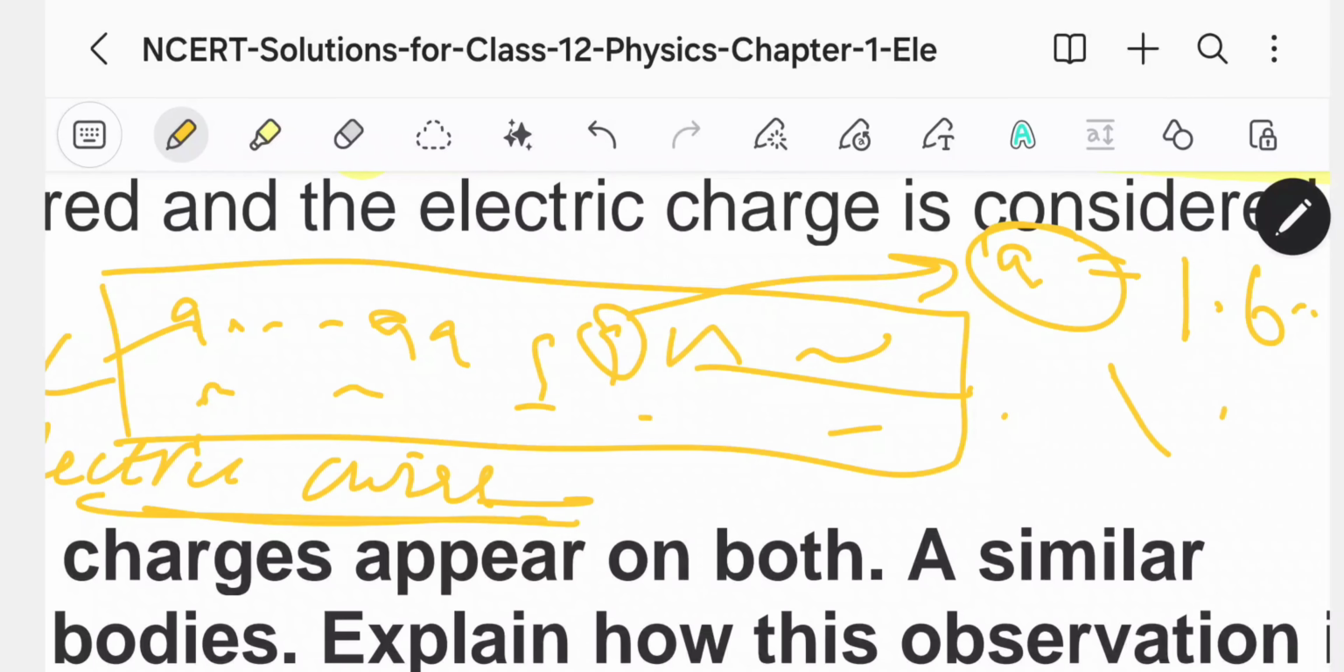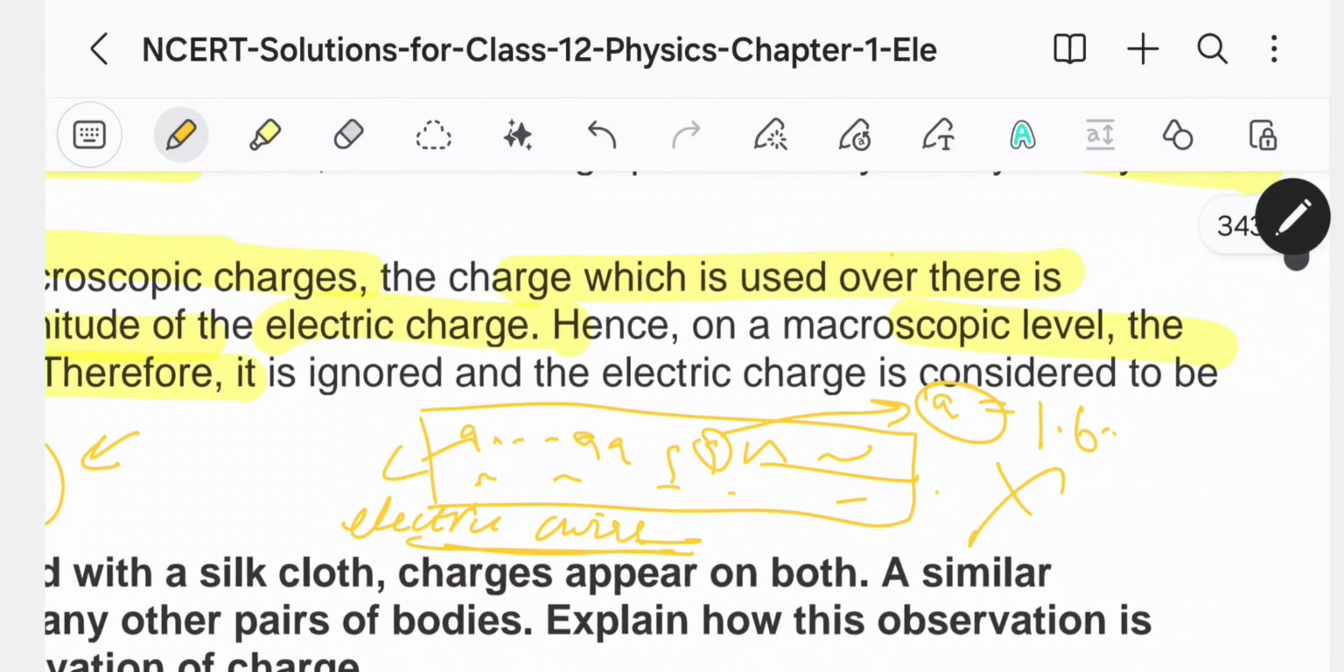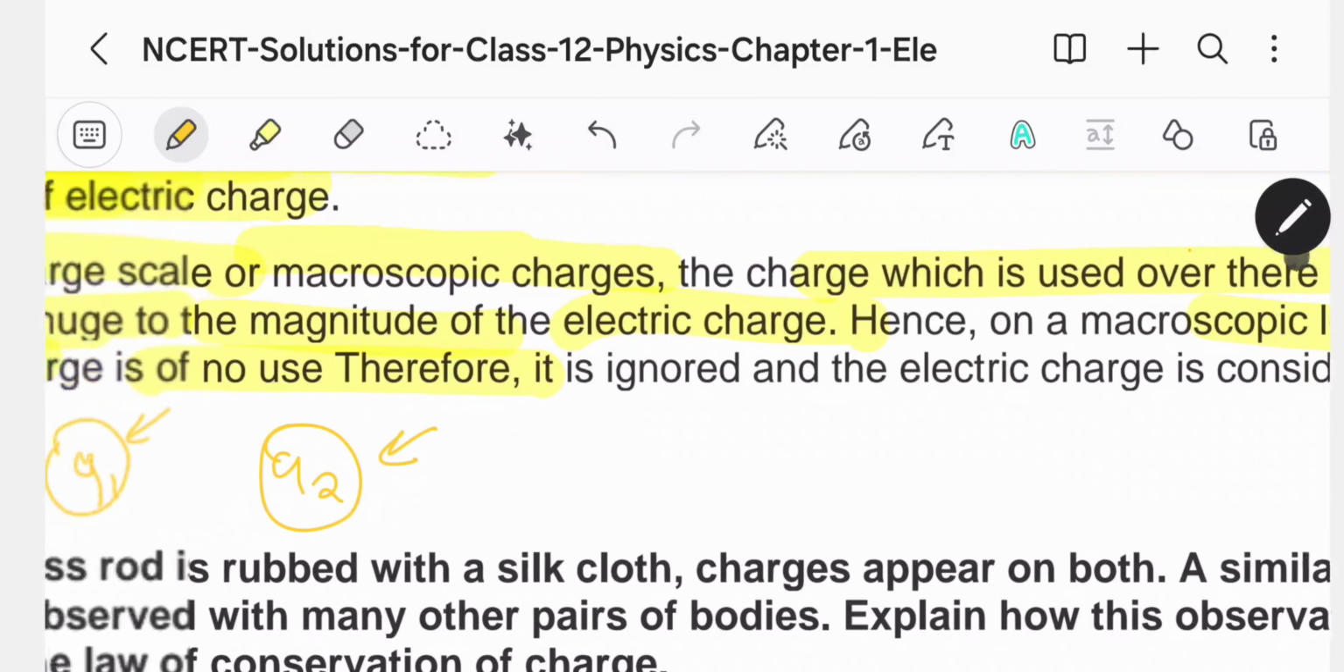You can't calculate that. It's practically impossible. That means quantization is ignored. We can't use that. We have some other formulas and integration to do that.